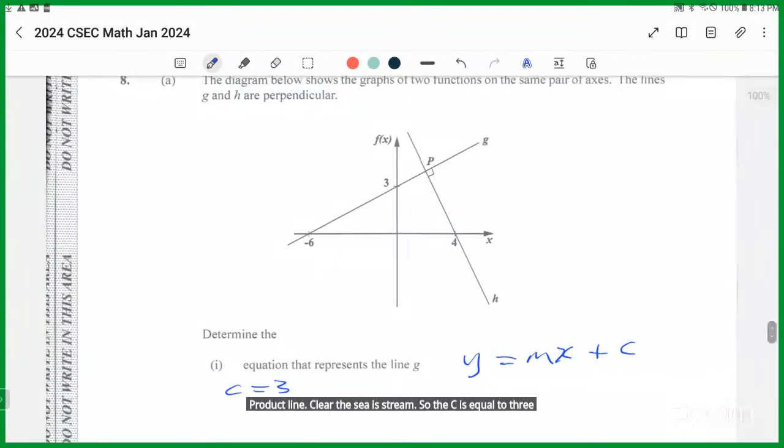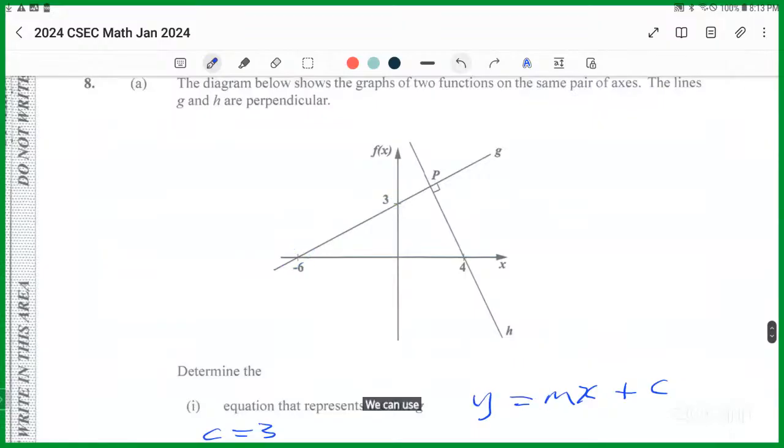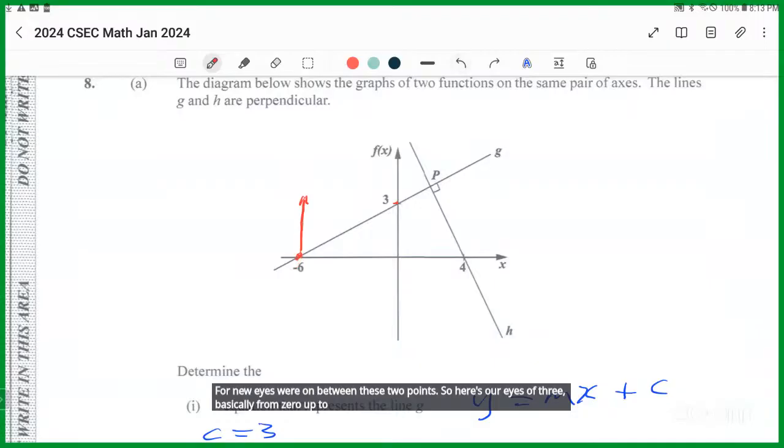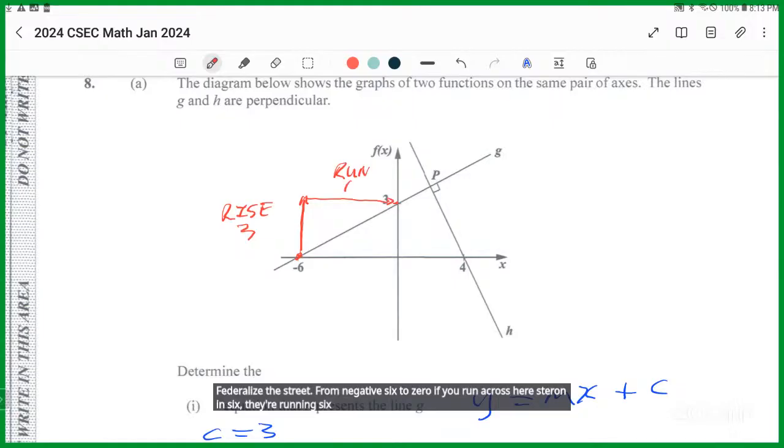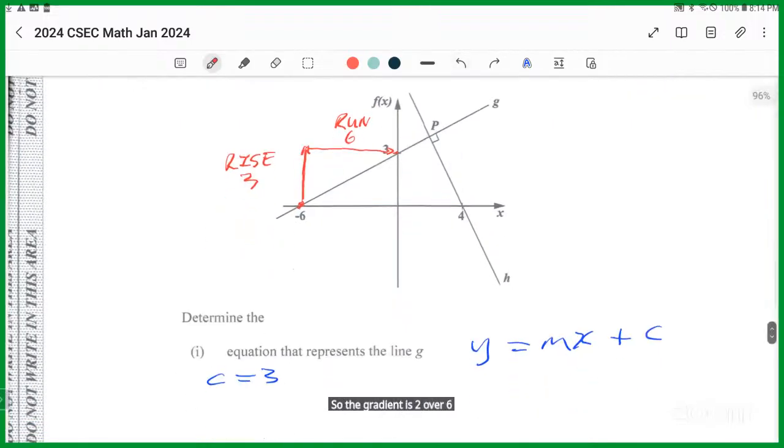What is the gradient? We can use these 2 points to get the gradient. Find the rise over the run between these 2 points. So here's a rise of 3. I see from 0 up to 3, that's a rise of 3. So the rise is 3. And then from -6 to 0, you run across here. So you're running 6. From -6 to 0, you're running 6. So the gradient is 3 over 6, which is a half. 3 over 6 is a half.